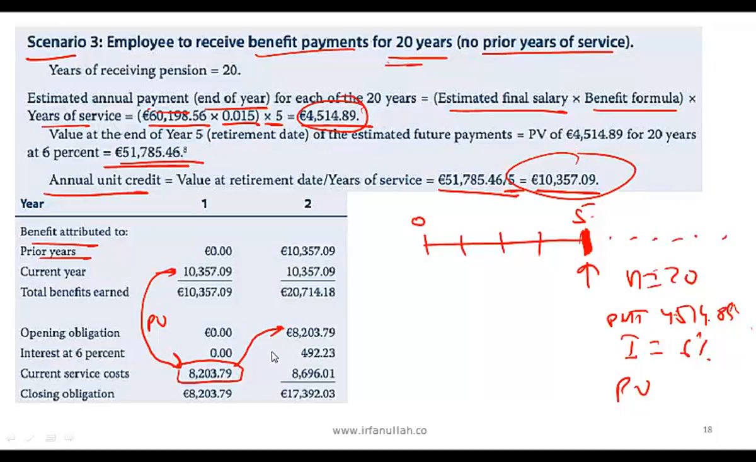Where is this coming from? This is 6% of the initial liability. And then again, you have 8696, which is the present value of the future obligation. So same logic as the previous slide. The only addition here was that we have an annuity and we had to figure out the present value of the annuity. Other than that, it's the same. Now, what do you think the fourth scenario will be?